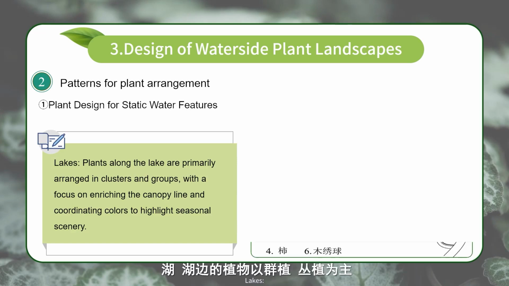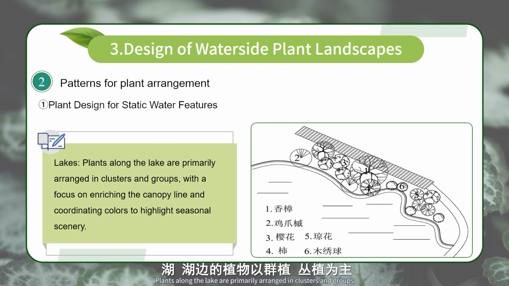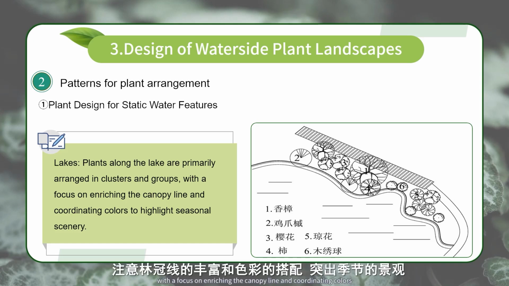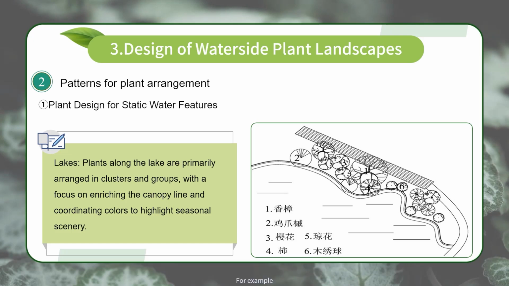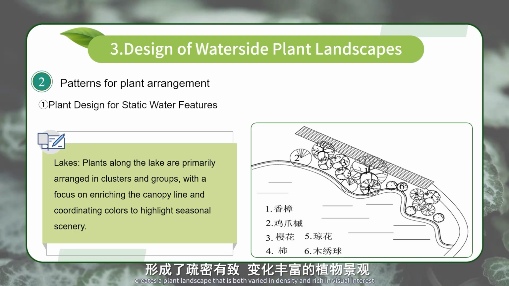Lakes. Plants along the lake are primarily arranged in clusters and groups, with a focus on enriching the canopy line and coordinating colors to highlight seasonal scenery. For example, the lakeside promenade at Flower Harbor, with its combination of camphor trees, Japanese maples, cherry blossoms, and viburnum, creates a plant landscape that is both varied in density and rich in visual interest.